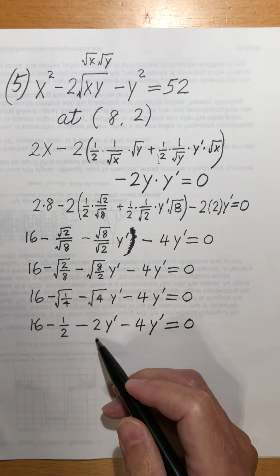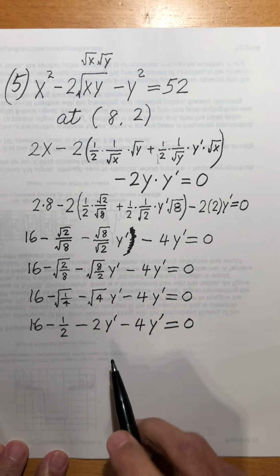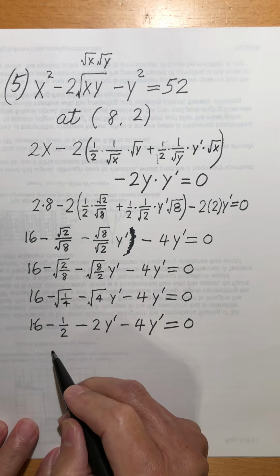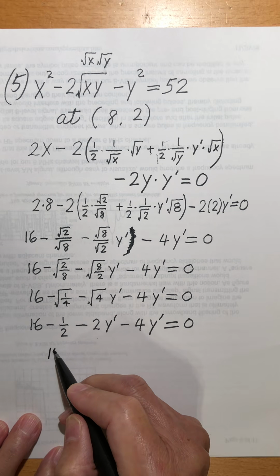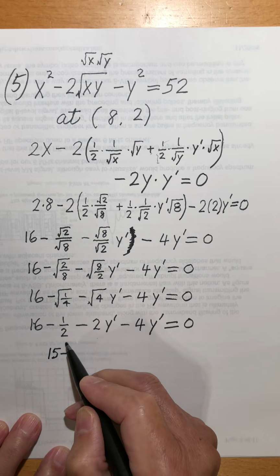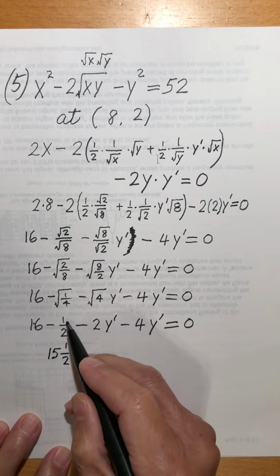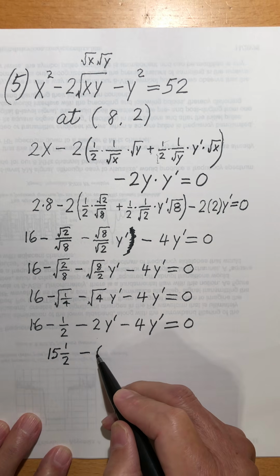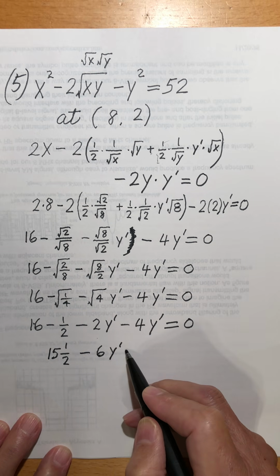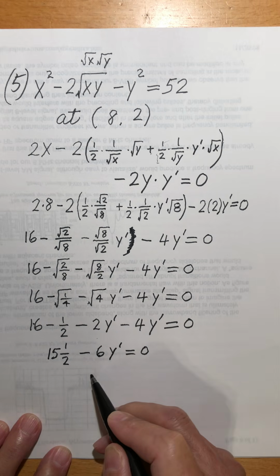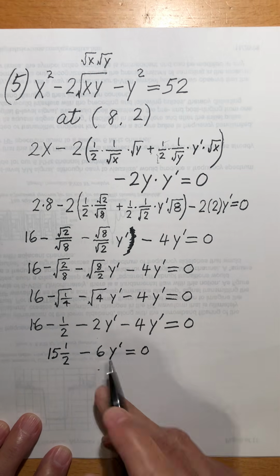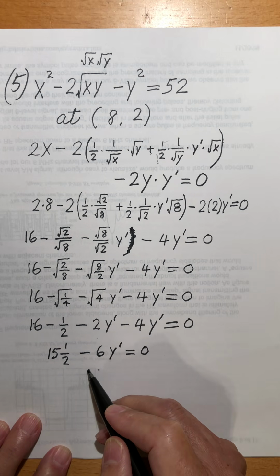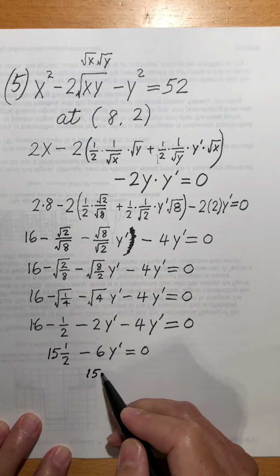So what do I have now? 16 minus 1/2 is 15.5, right? Sixteen minus half is just 15.5. Minus 2 minus 4 is minus 6. So I have, move this to the right-hand side. So I have 15.